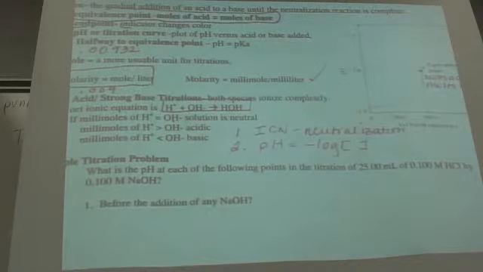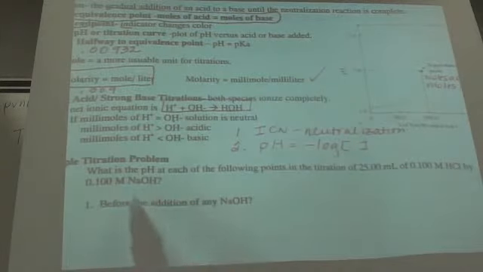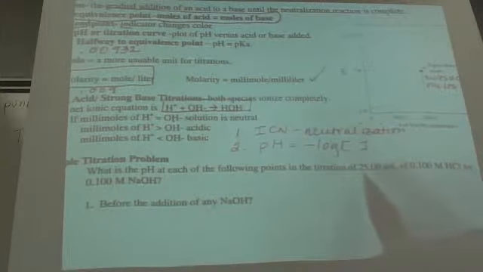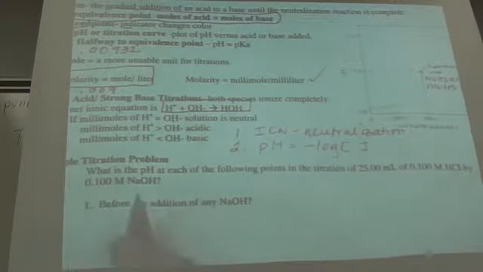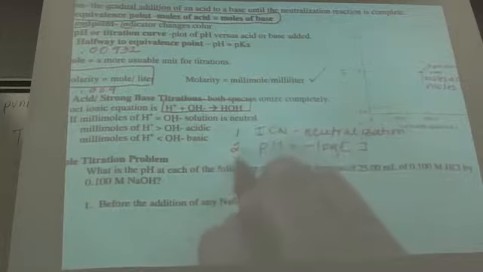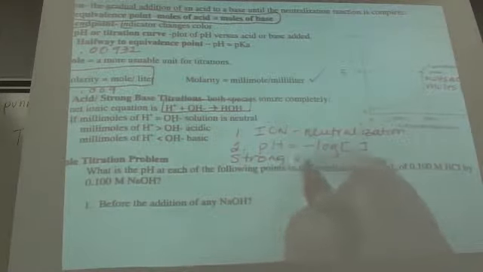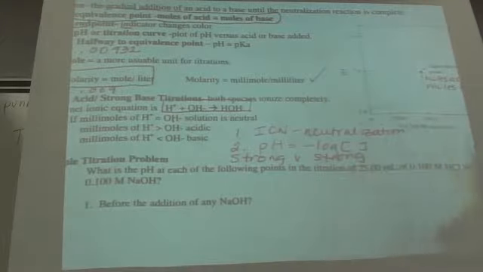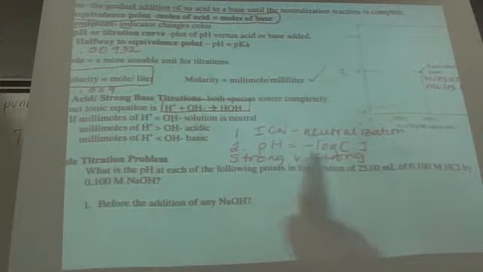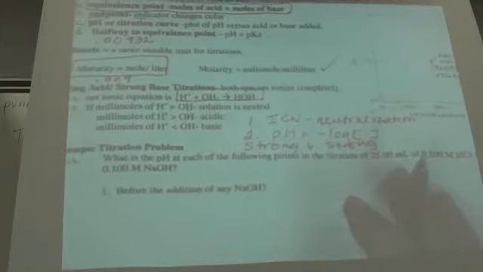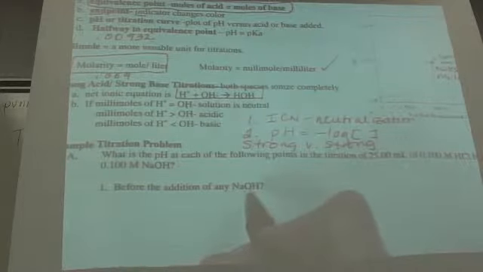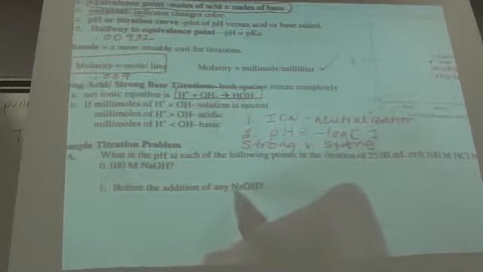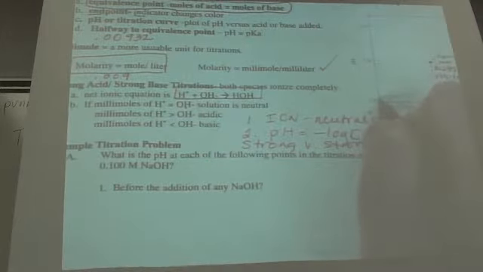Okay, so here is our sample titration problem. What's the pH at each of the following points in the titration of 25 milliliters of 0.1 molar hydrochloric acid by 0.1 molar NaOH? What do you know about these two acids and bases? Strong. So we know this is strong versus strong. Okay, so we're ready to go ahead and do the neutralization portion of this. Oh, not yet. It says, what's the pH before you add any NaOH? That would be this point on your titration graph.